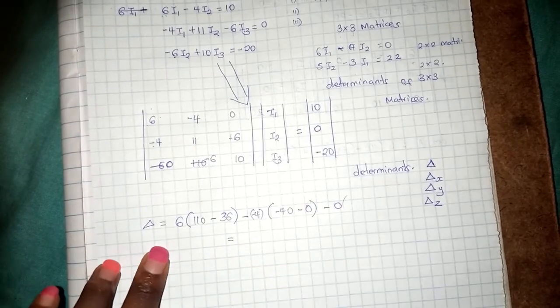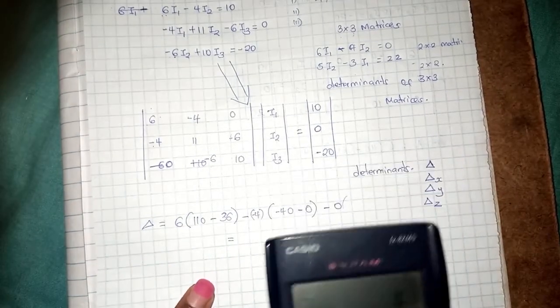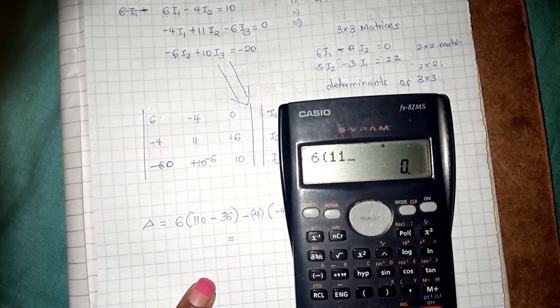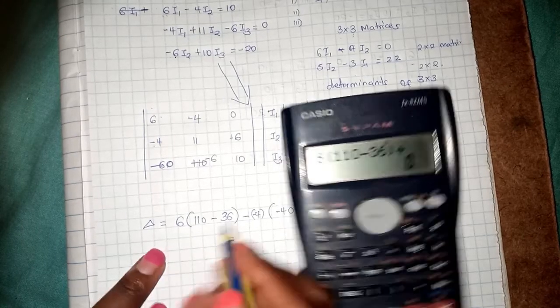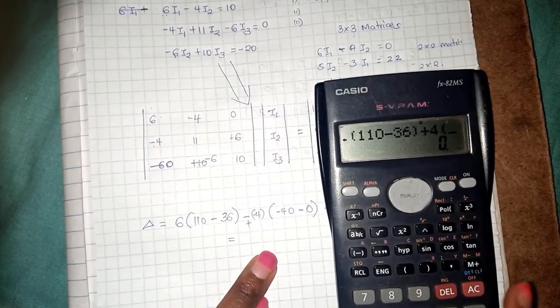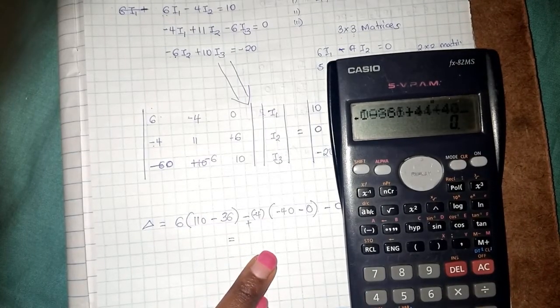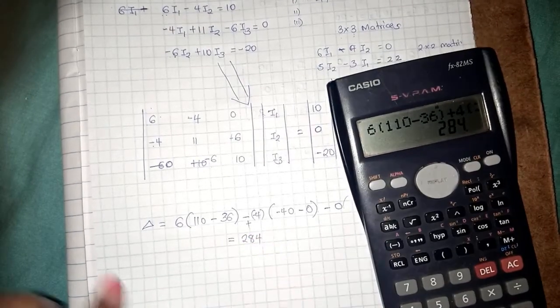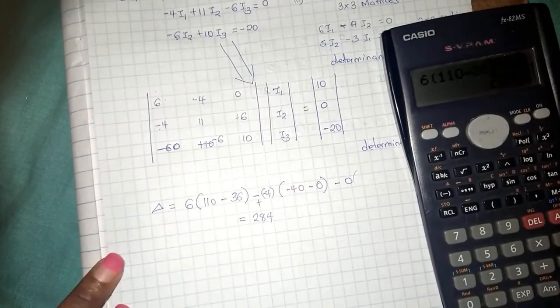Then we find our solution. This will be 6 into 110 minus 36, minus is positive, so this is plus 4 into negative 40, to get 84. Then we proceed to the next one.